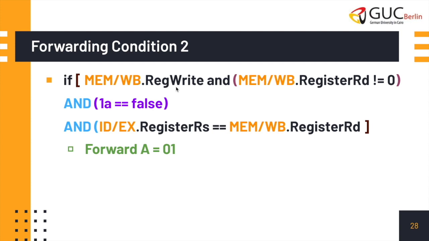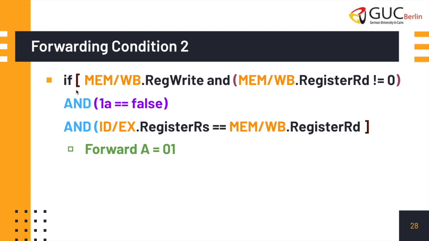So I'm having condition 2a, mem/write back dot reg write. I'm making sure the reg write signal is 1, and mem/write back dot register rd is not equal to 0. I'm making sure my destination is not equal to 0, and I'm making sure that the rs of instruction n plus 2, which is in the id/ex pipeline register, is equal to the mem/write back dot register rd. Instruction n is in mem/write back. I'm making sure the rd of instruction n is equal to the rs of instruction n plus 2.